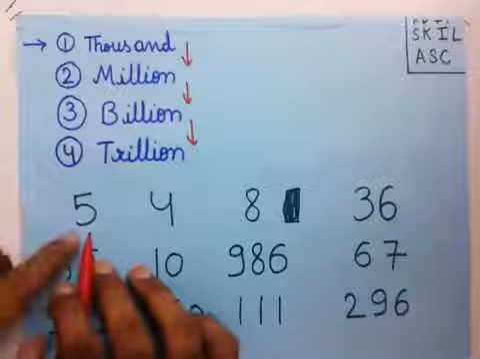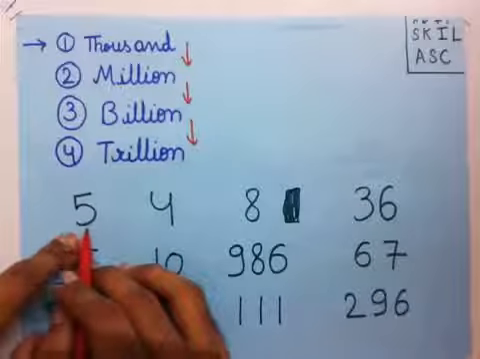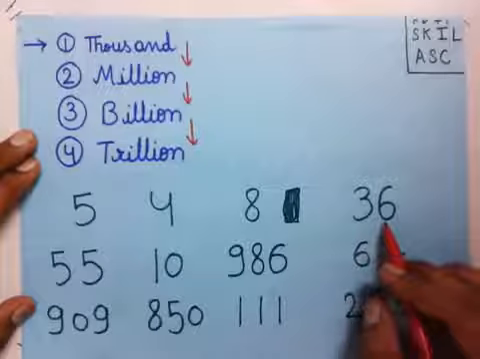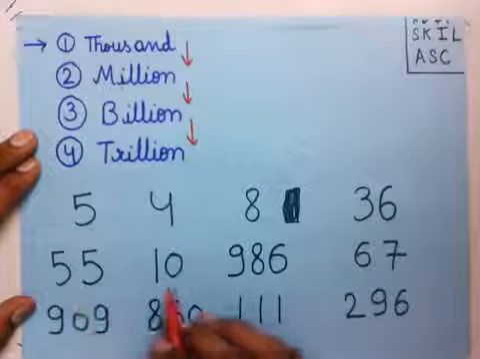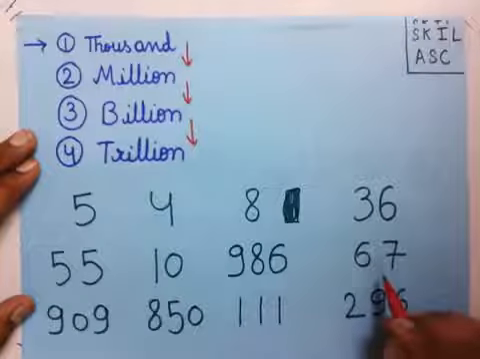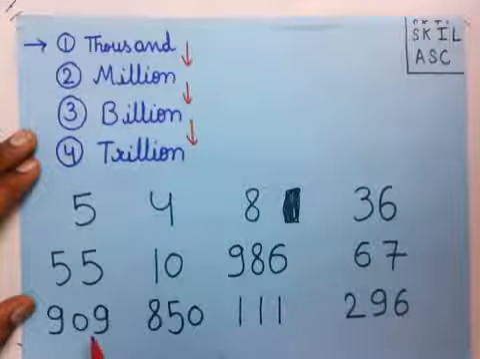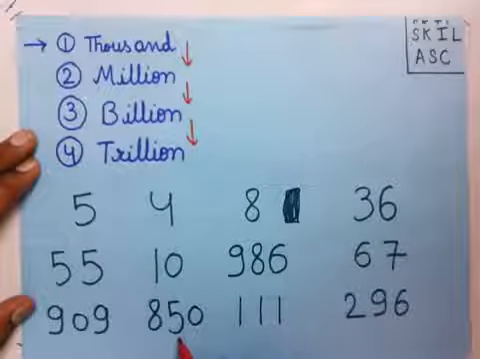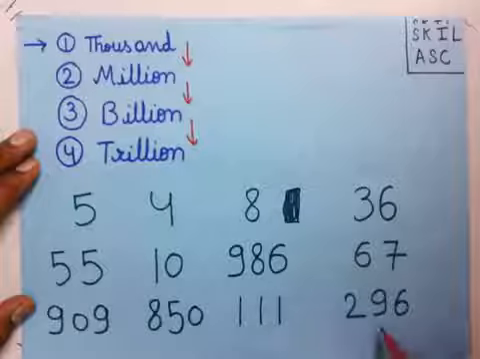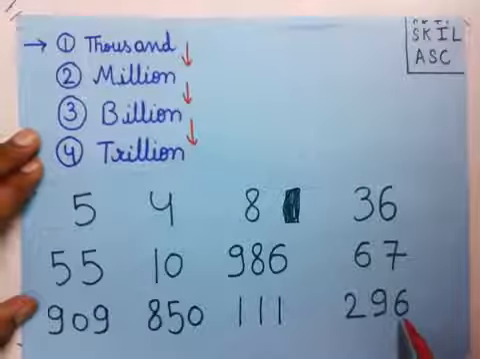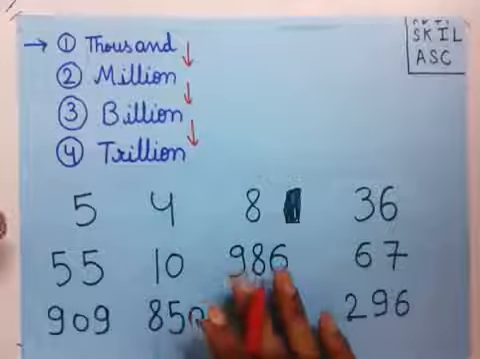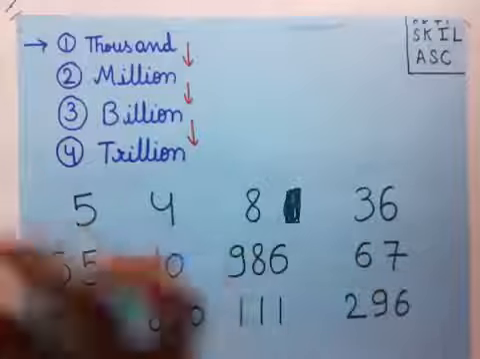You see how to read these numbers? This is 5. It is 4. It is 8. It is 36. It is 55, it is 10, it is 986, it is 67, it is 909, it is 850, it is 111, and it is 296. Now once we know how to read these very small numbers, we are ready to read any number.